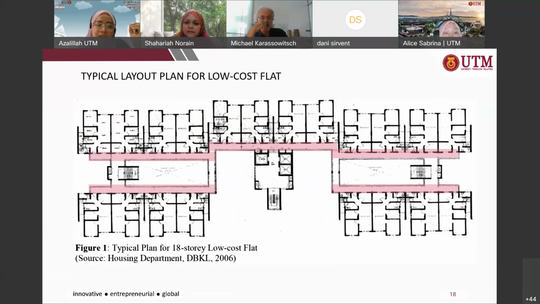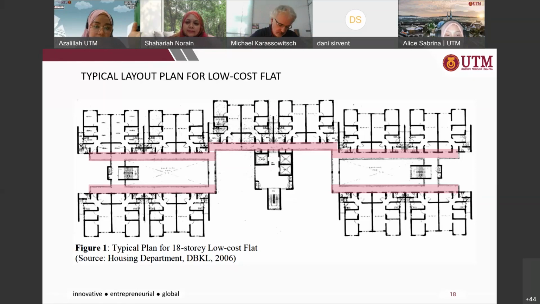And then the layout of the local low-cost flat, which is the public housing in Malaysia. The design layout you can see here. I am highlighting the red one. This is the corridor that links one unit to another unit. With 600 square feet units, and with a very narrow and thin corridor, they link together.